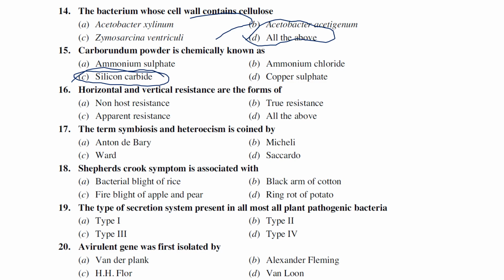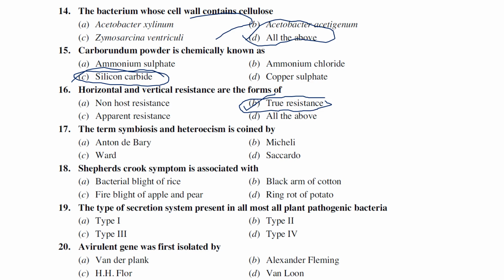Horizontal and vertical resistance are the forms of non-host resistance, true resistance, apparent resistance, or all of the above. Generally, true resistance is divided into two kinds of resistance, vertical and horizontal resistance. So the answer is true resistance. Only in true resistance can we observe vertical and horizontal resistance.